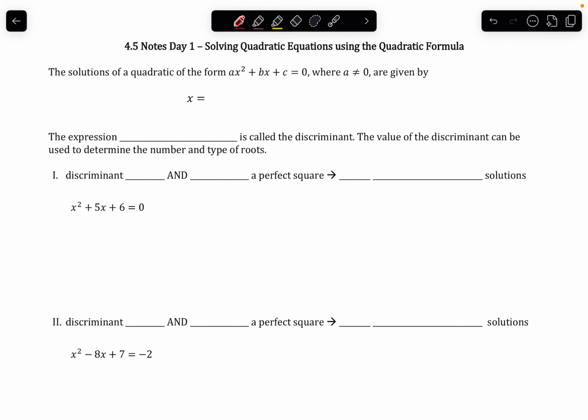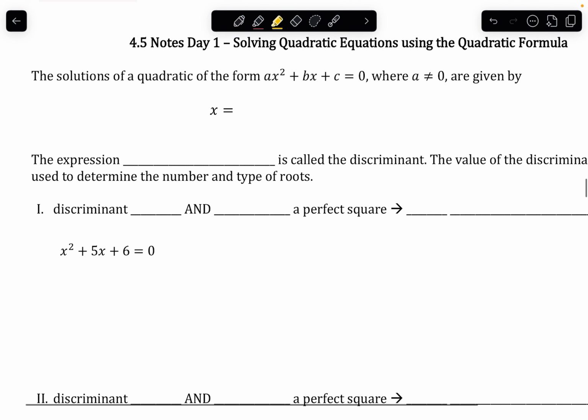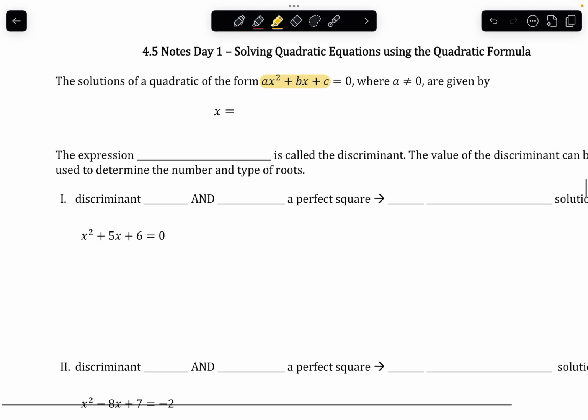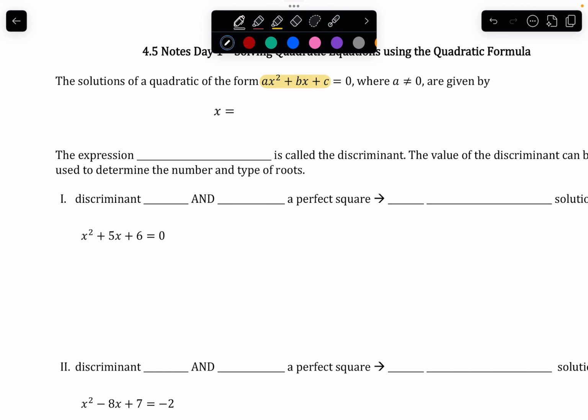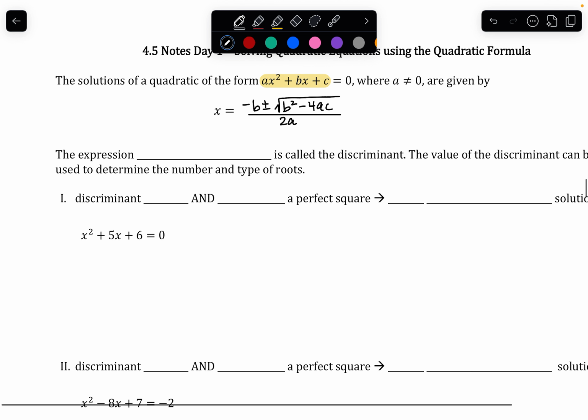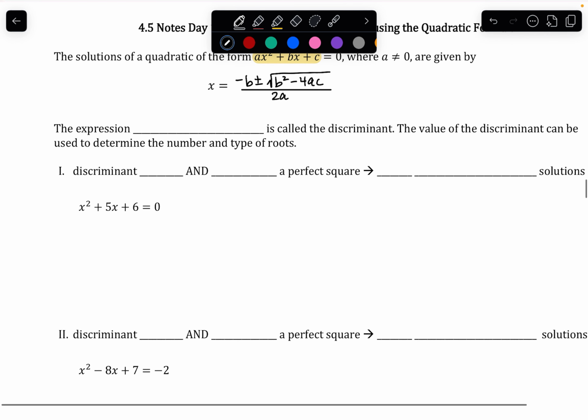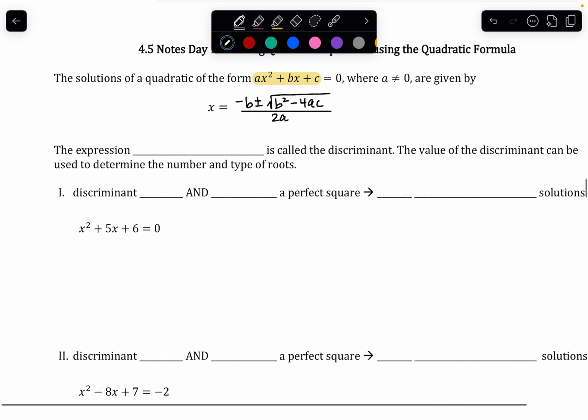All right, in this lesson, we are going to talk about the quadratic formula. When you have your setup, ax squared plus bx plus c equals 0, you can find the solutions using the formula x equals negative b plus or minus the square root of b squared minus 4ac all over 2a. There's a song to help you remember that.